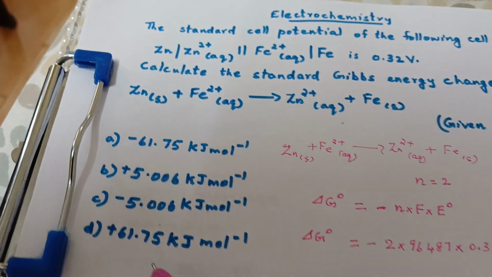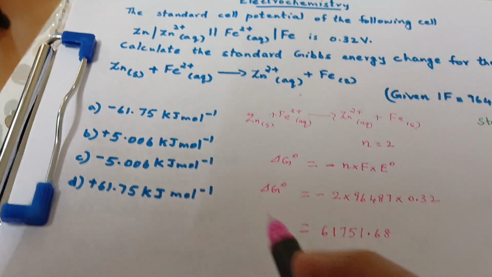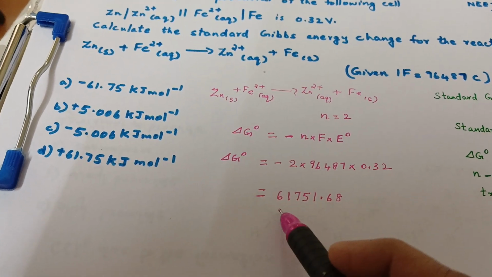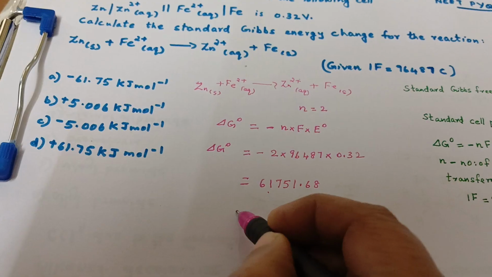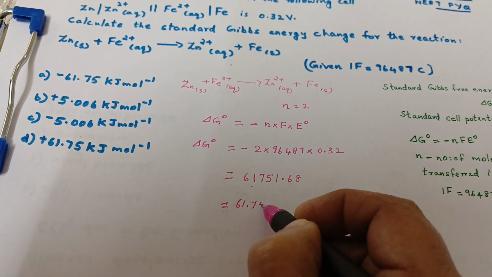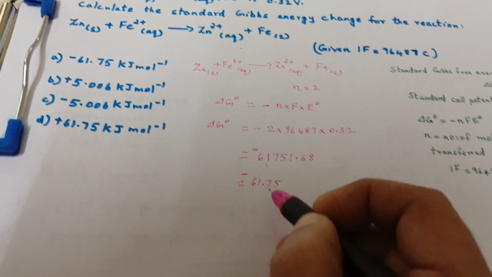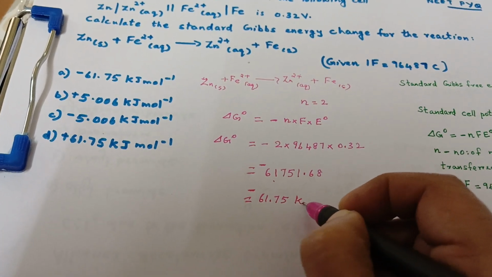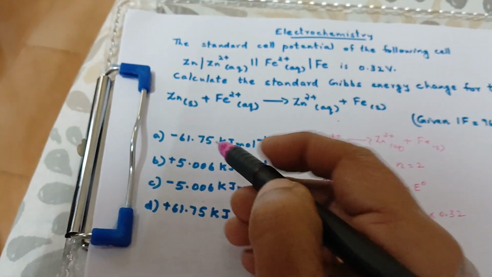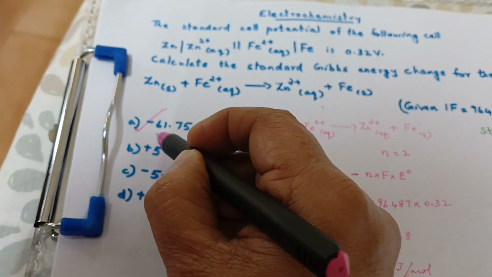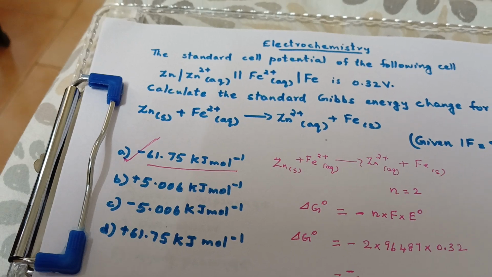But none of these answers match it, because the options are given in kilojoule per mole. So we have to convert this into kilojoules by dividing it by 1000. Dividing by 1000, we will get 61.75. The negative sign is there, so minus 61.75 kilojoule per mole. So the first option, option A, minus 61.75 kilojoule per mole, is the correct answer.